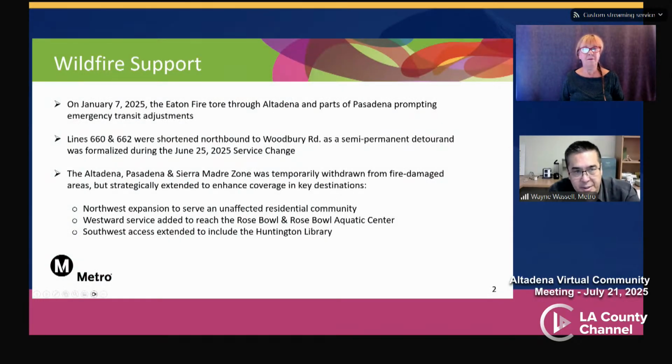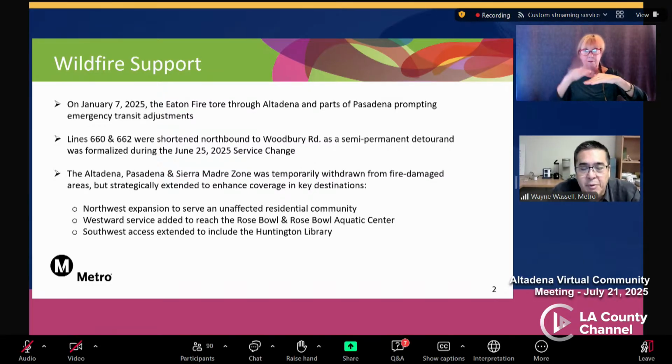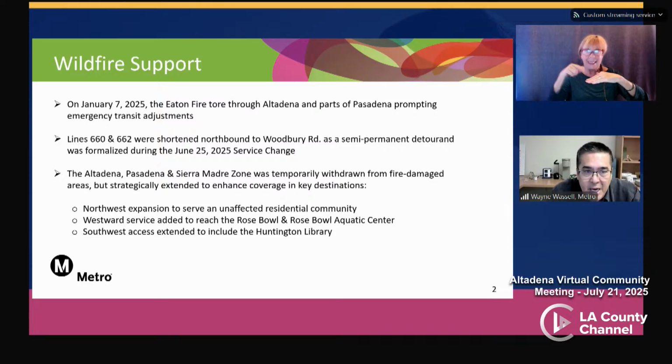When these fires hit in January, it tore through Altadena, obviously, and parts of Pasadena, which prompted us to make emergency transit adjustments to two of our bus lines. That was lines 660 and 662, which traveled north of Woodbury. So we had to stop them short and create some detours. Even to this day, we don't operate north of Woodbury. While these ran on a detour for 6 months, we finally formalized them and scheduled them as such in order for us to create timetables that passengers could follow, so that the timetable matched the service that was being operated.